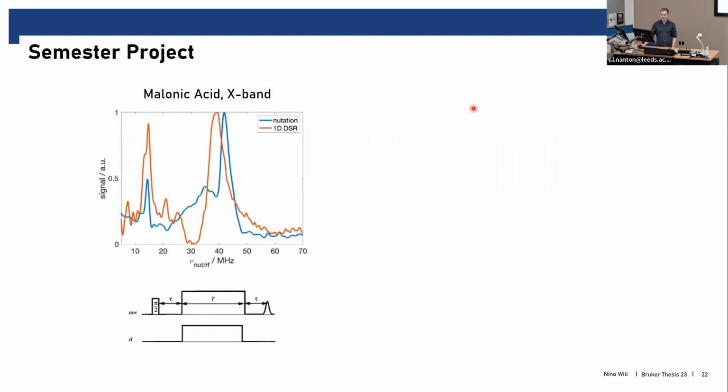Okay, here's the malonic acid, the Schweiger sample, actually, again, as Stefan was saying. And I don't even want to say what exactly you see here. Let's say the spectrum was a little bit ugly. This is what we have. But there was one interesting thing: there was actually a peak at the proton Zeeman frequency, and that will actually come back later.